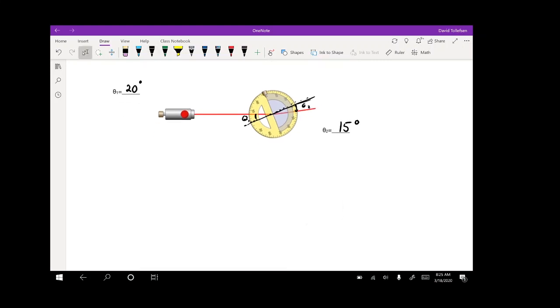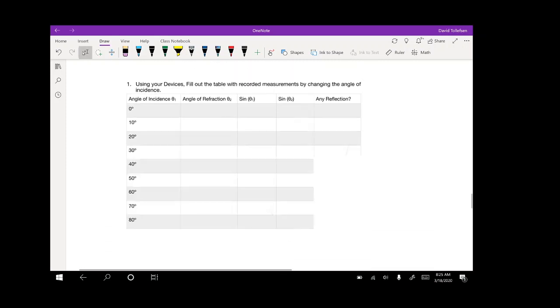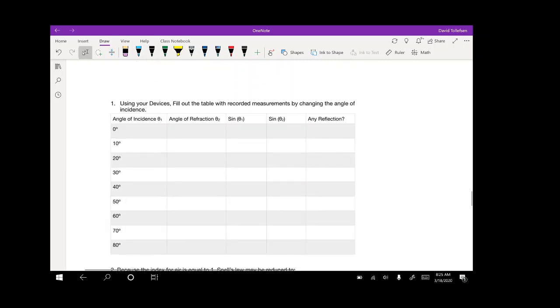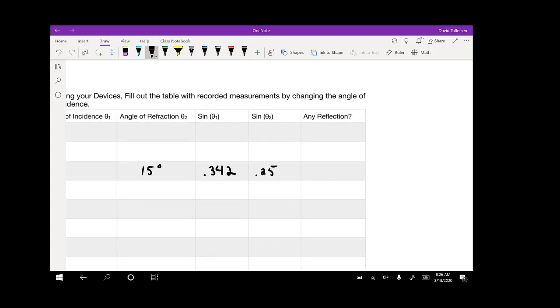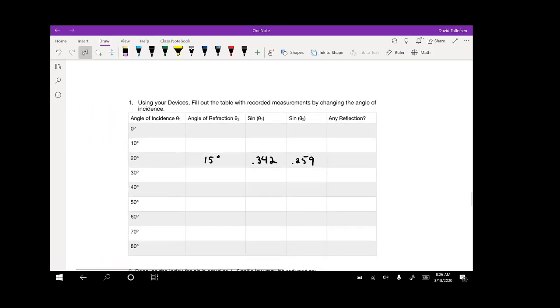All right. In my chart, we have 20, so we could fill in. Angle of refraction would be 15 degrees, right? Sine of theta 1, go to your calculator. Make sure it's in degree mode. So if some of you need to change that, you go to mode. It's next to the blue second button. Put it into degree mode. And then sine of 20 should be 0.342. And sine of 15 should be 0.259. You can round. Don't worry about this column.